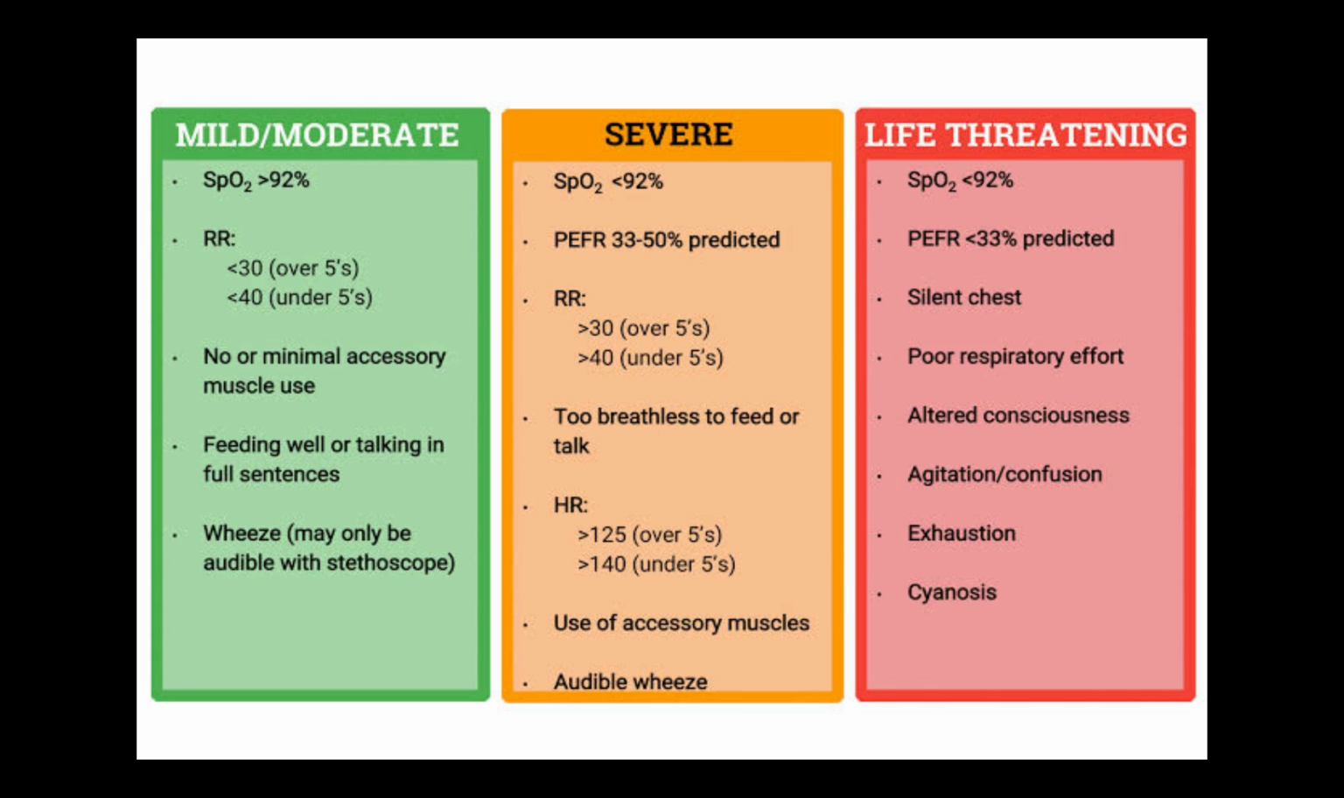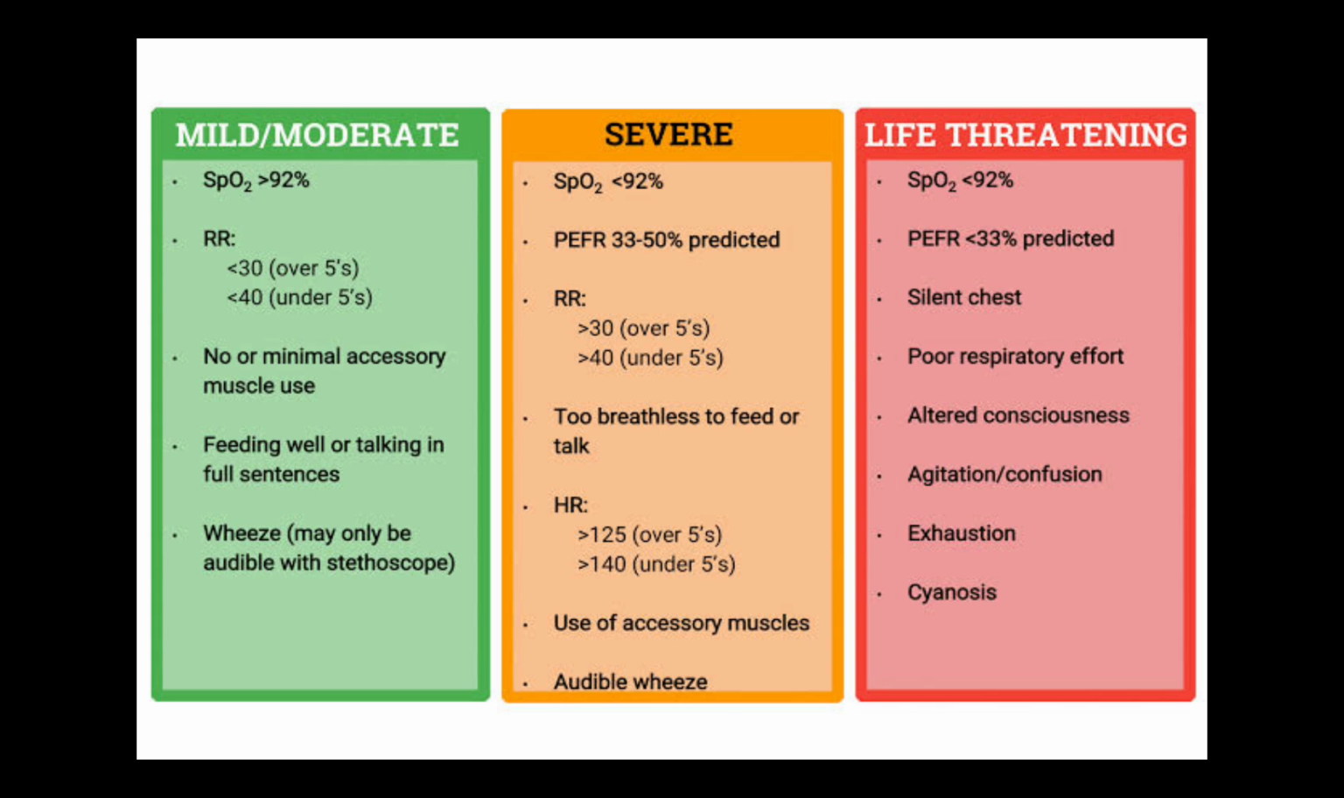And in life-threatening asthma, again partial pressure of oxygen is less than 92%, and peak expiratory flow rate is less than 33% of best predicted value, and the patient has a silent chest, and he may develop central cyanosis, and he is confused, and partial pressure of carbon dioxide either becomes normal or starts rising, showing type 2 respiratory failure. Usually in asthma, there is type 1 respiratory failure, that is partial pressure of oxygen and carbon dioxide are both low. So when partial pressure of carbon dioxide becomes normal or starts rising, this is a quite alarming sign.